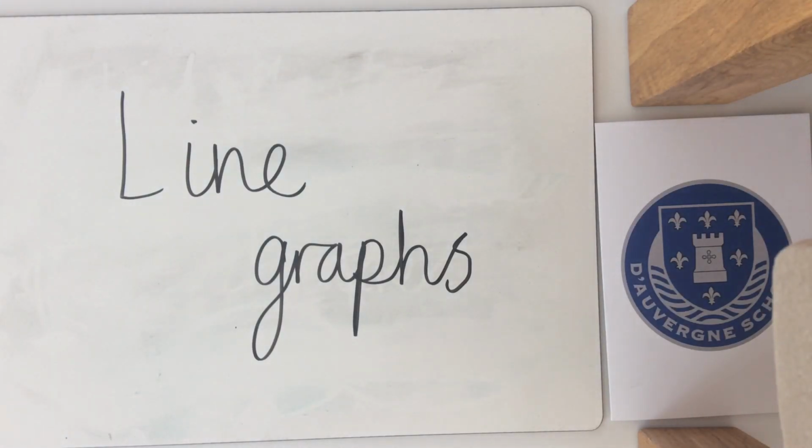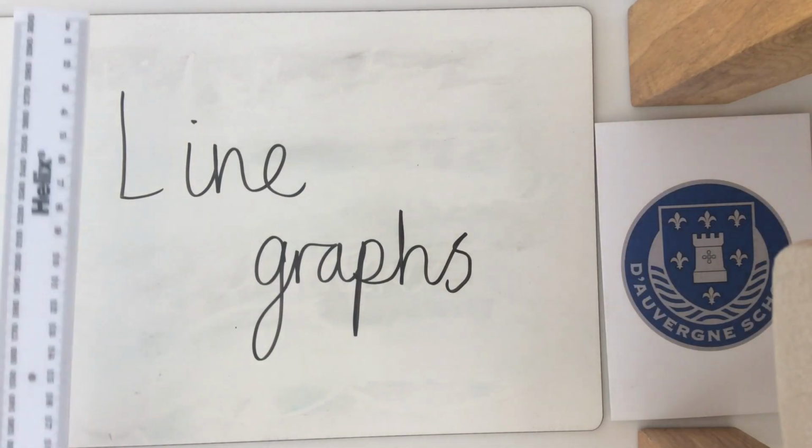In this video, we're going to recap how to draw and interpret line graphs. What is a line graph? A line graph is used to display information which changes over time. It is plotted on a graph as a series of points joined with straight lines.